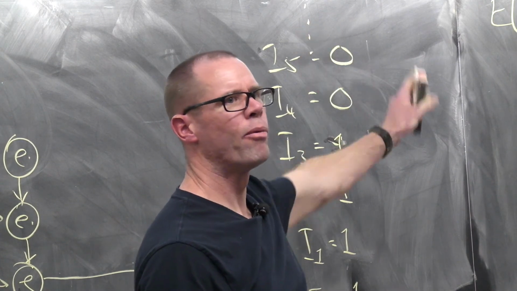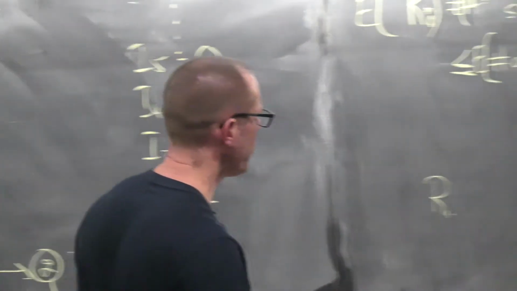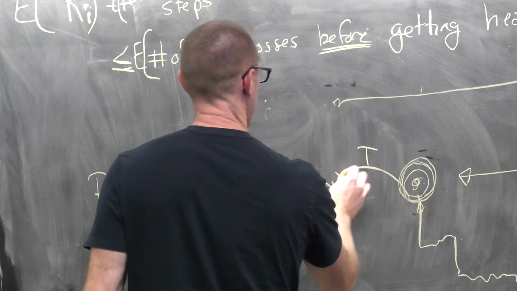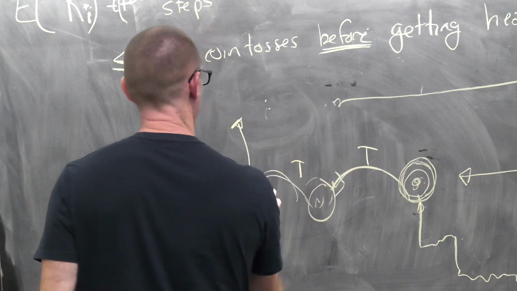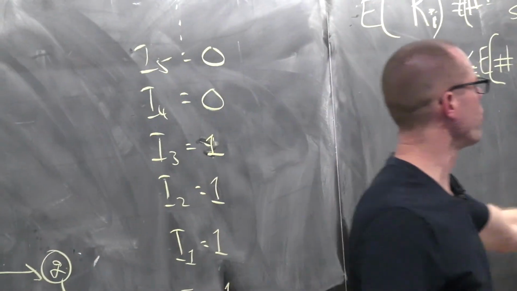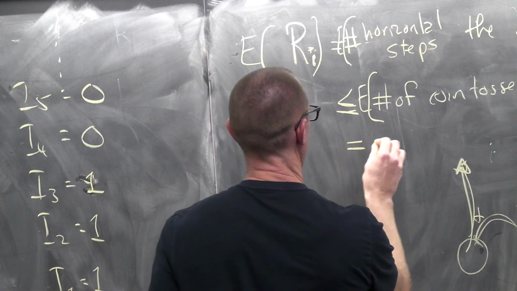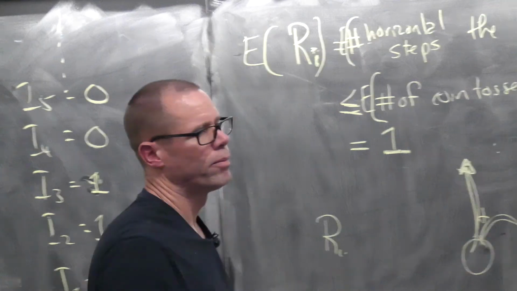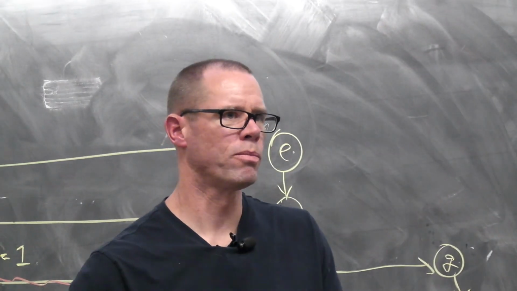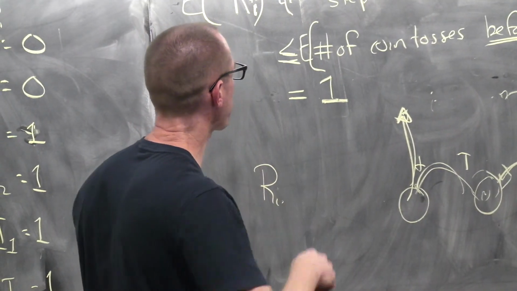Almost, except there we counted the last coin toss that came up heads. Here we don't count it because that represents a step up, right? This would be a coin toss that comes up tails. If it's heads, that's a step up. And R sub I is supposed to represent horizontal steps. But that is just equal to 1. We don't count the last coin toss. So on any experiment we do, we just subtract 1 from the other thing. So we get 1. Okay?